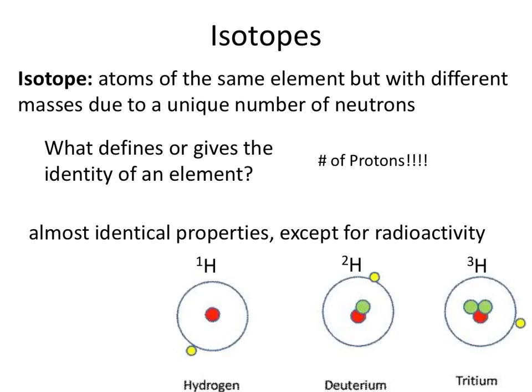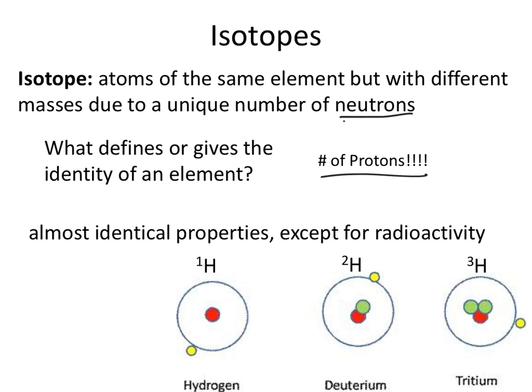Now some of you may have been wondering, why do we even care about the mass number? It's not on the periodic table. What's the importance? Well, species called isotopes are really important to understand. Isotopes are atoms of the same element, but with a different mass due to the unique number of neutrons. We already know that an element is identified by the number of protons. What changes is that we don't have to have a constant number of neutrons. There can be variable neutrons in the nucleus.